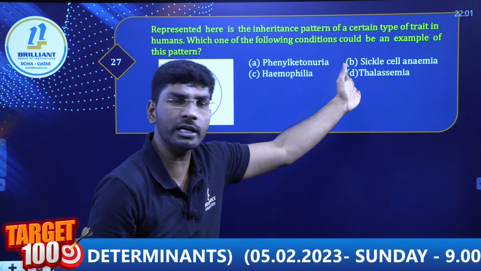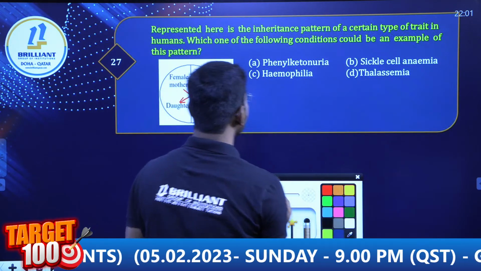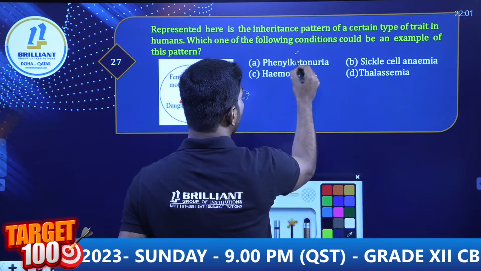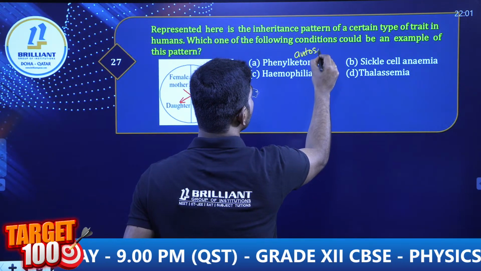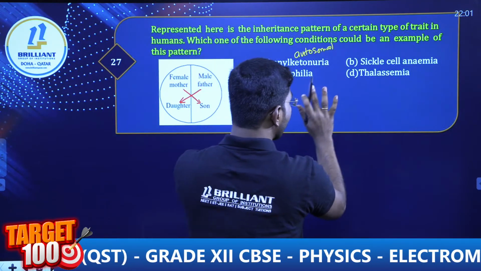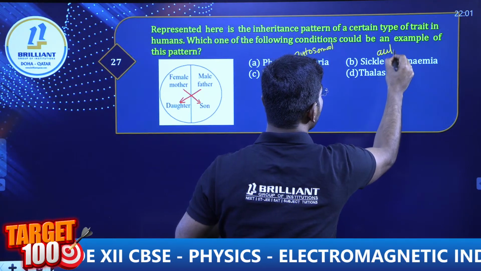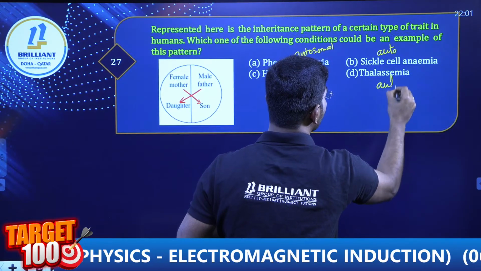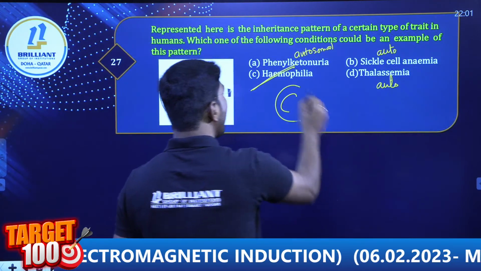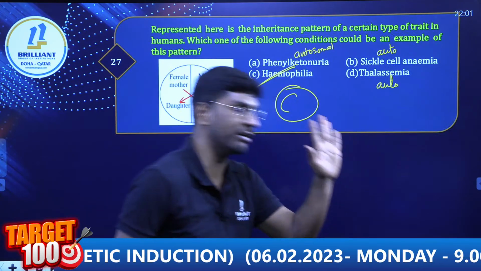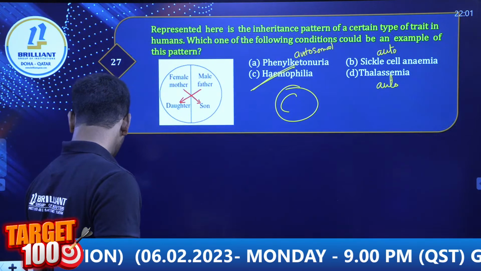Pick up the sex linked one here. Phenylketonuria? No sir, this is autosomal. Hemophilia? Okay, fine, sex linked one. Sickle cell anemia is also autosomal. Thalassemia is also autosomal. So what is left? Hemophilia. Am I correct? Done. Very good. Absolutely. Next question.